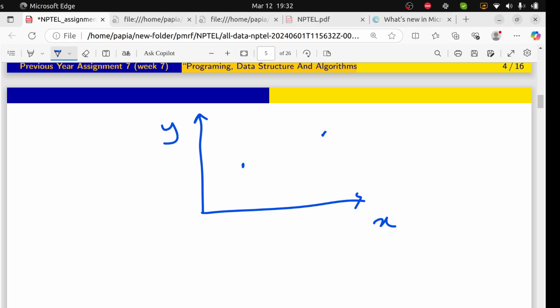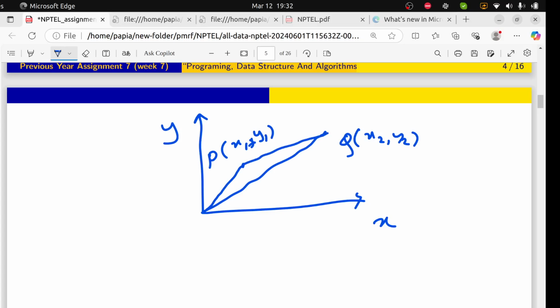I am having here 2 points, not 1 point. I am having x1, y1 and x2, y2. And this is, let's say, P, this is Q. I am having these 2 points. And let's say this has a distance from origin something, and this is a distance from origin something. But I don't want this one. I want this one: the distance between these 2 points, P and Q.